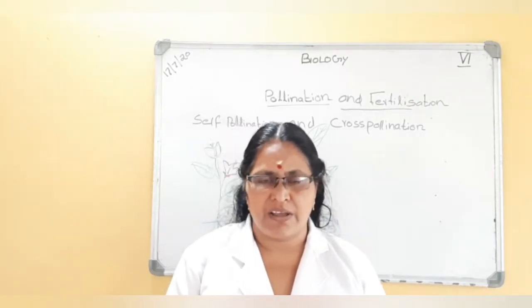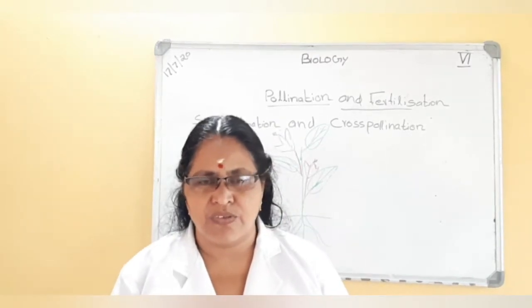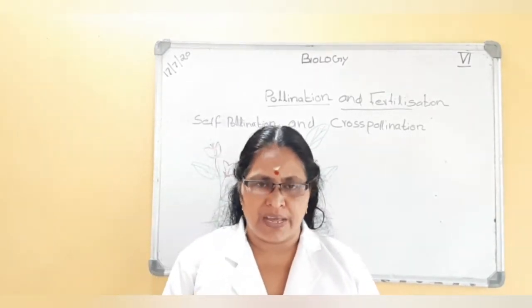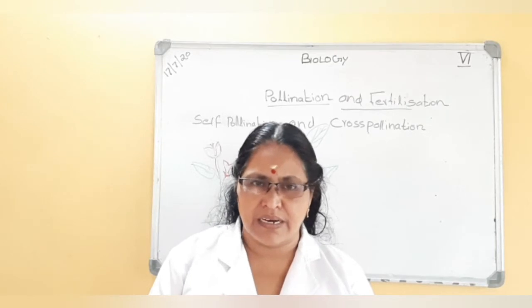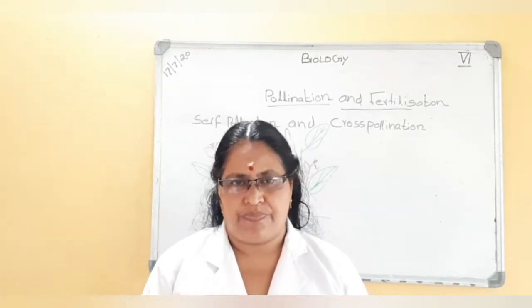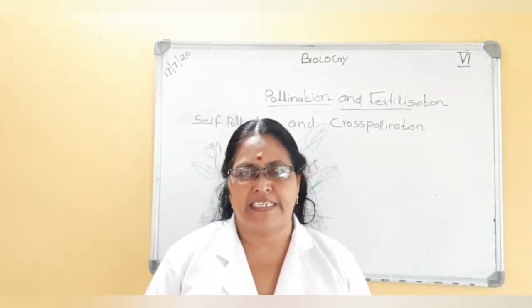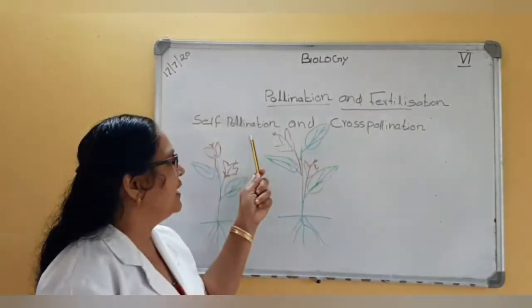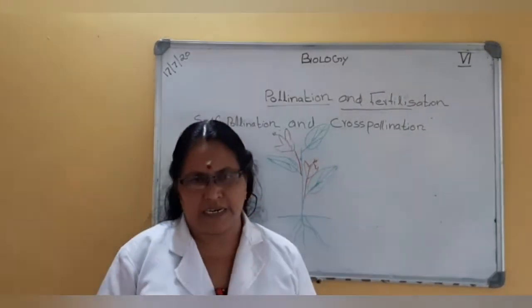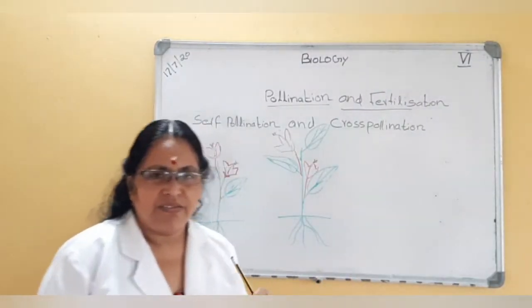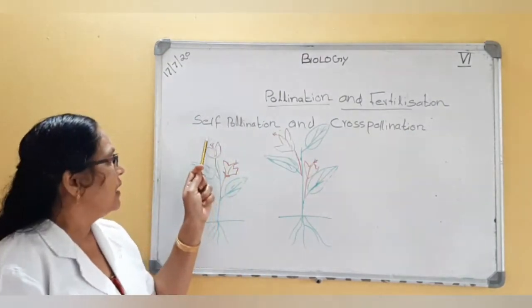Pollination, so once more I will say, pollination is the process of transference of pollen grains from the anther to the stigma. There are 2 types of pollination, that is self-pollination and cross-pollination. Let us see one by one.